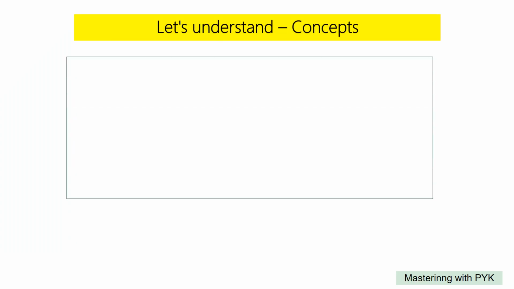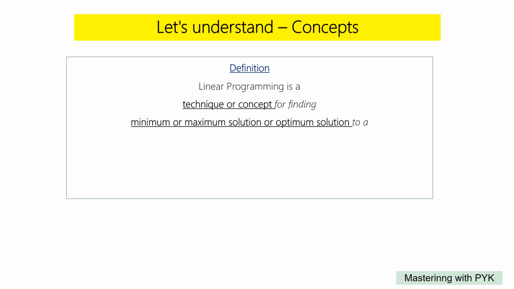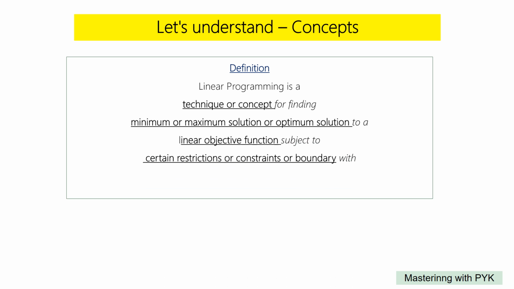Let's start with the concepts. What do you mean by linear programming? Let's start with the definition. Linear programming is a technique or a concept for finding an optimum solution. The optimum solution can be minimizing something or maximizing something, depending on the linear objective function, wherein we will have certain restrictions or constraints or boundary with two or more variables. Linear programming is also written as LP.